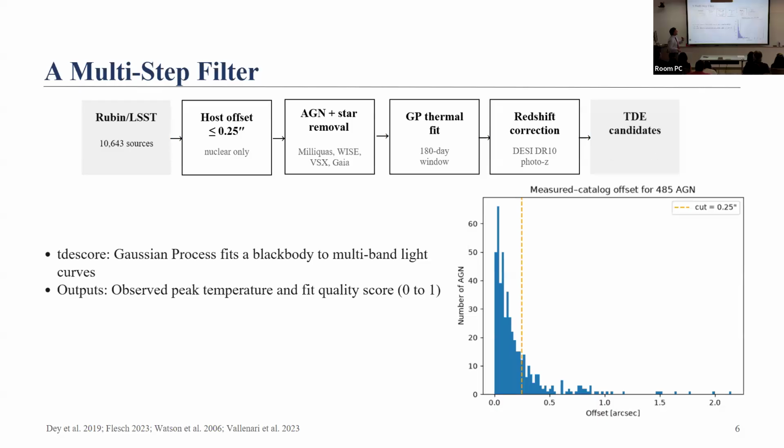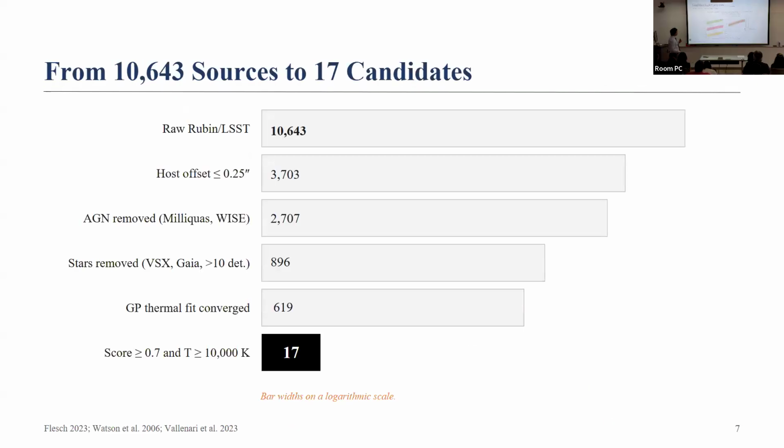Then what we did is that we get the final TDE candidate by looking at a fit score greater than 0.7 so that we can get a good curve fit. And we also look at temperature more than 10,000 Kelvin. Why do we do that? Because TDEs are relatively hotter. After we did that, we got some results from almost 11,000 candidates that we had at the beginning of our study. We narrowed it down to 17 promising candidates. It was cool looking at them.